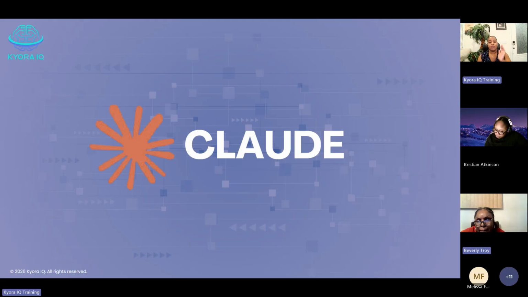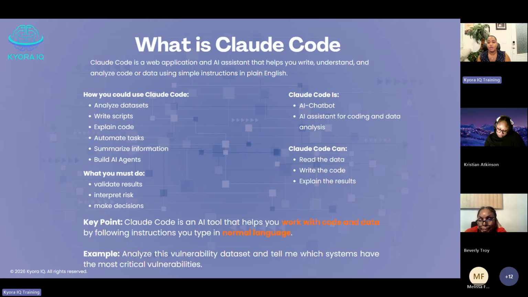And then if you want to use it as just AI, like ChatGPT, it is also an AI chatbot. Oh, okay. So there are different ways that you could use it. That's why, back here, Claude Code is an AI chatbot and AI assistant for coding and data analysis. So it does both of those. Okay, thank you. I got it. You're welcome.